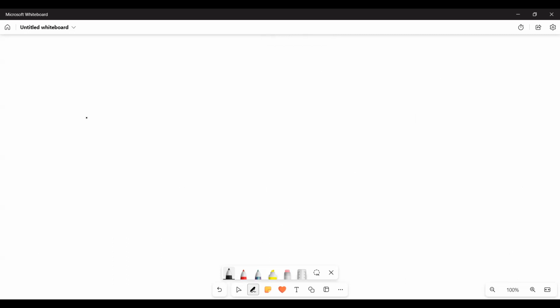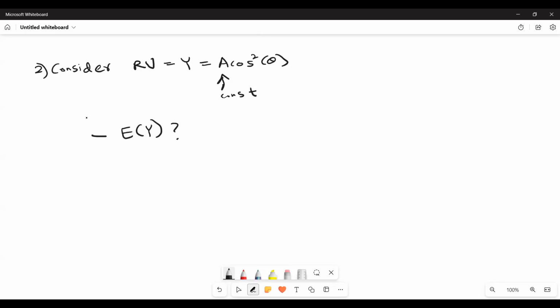So the second part of that example is that we have to consider another random variable. Consider another random variable, let's say y, which is defined as a cos squared theta, and a is a constant. And we want to find out what is the expectation of y. How can you find this one? Now that is the question.